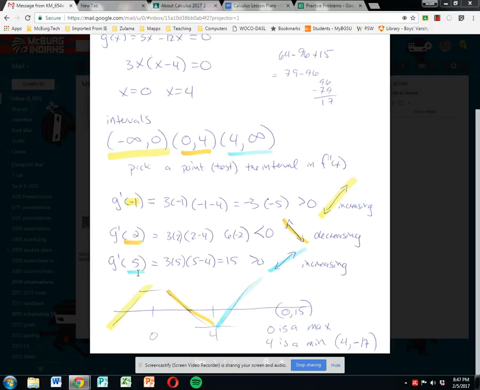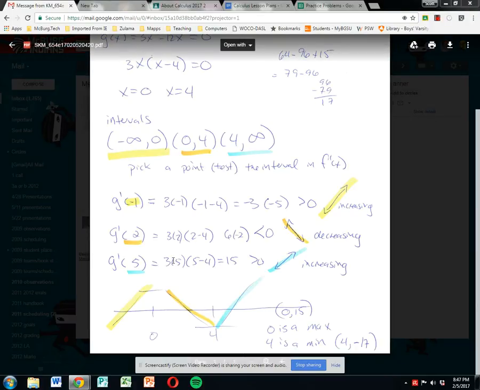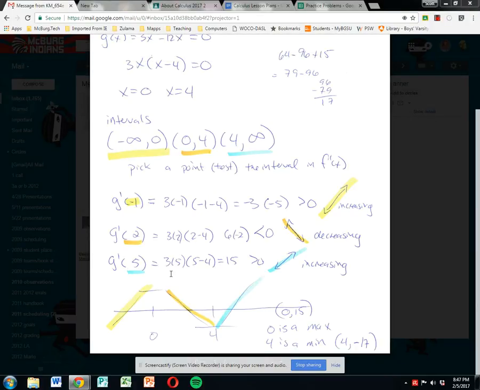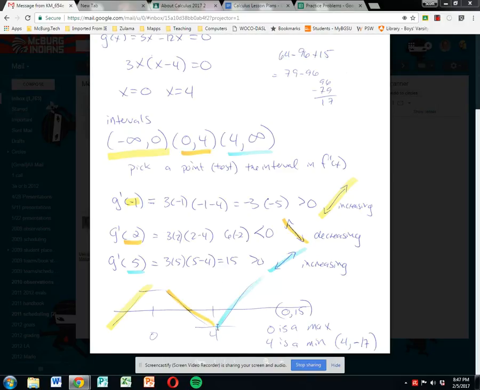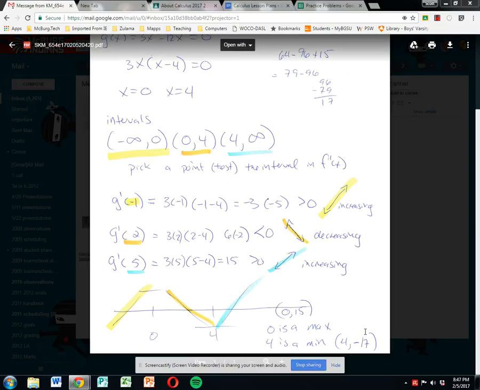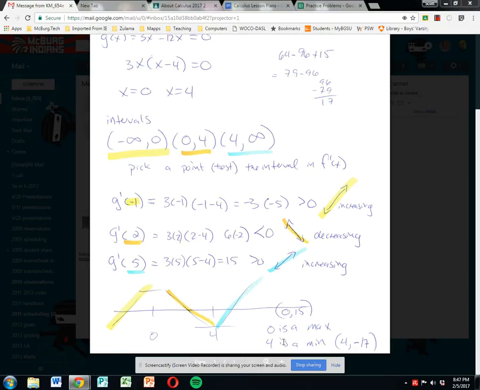And then if I plug in a test point between 4 and infinity, g prime of 5, for example, gives me positive 15, which is greater than 0. So I have, again, a negative slope leading to a 0 slope leading to a positive slope, so this is a minimum. If you want to know exactly where those are, you have to plug them into the original function.